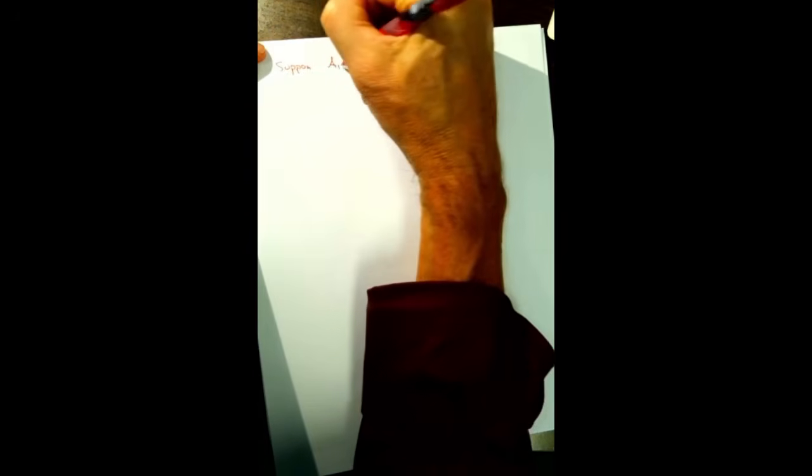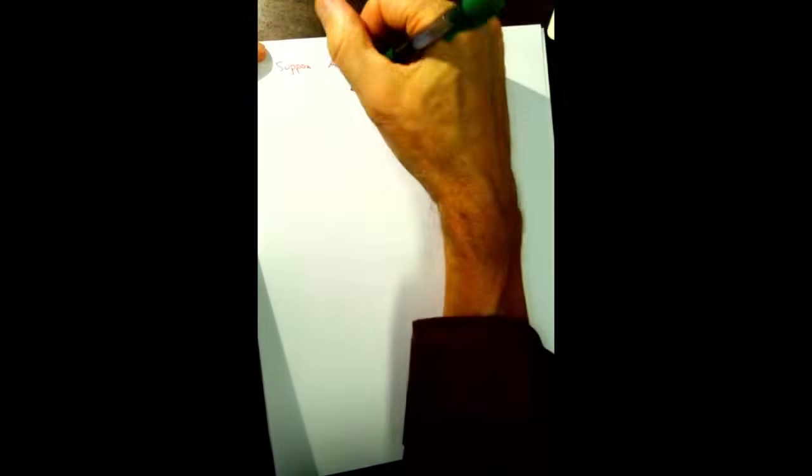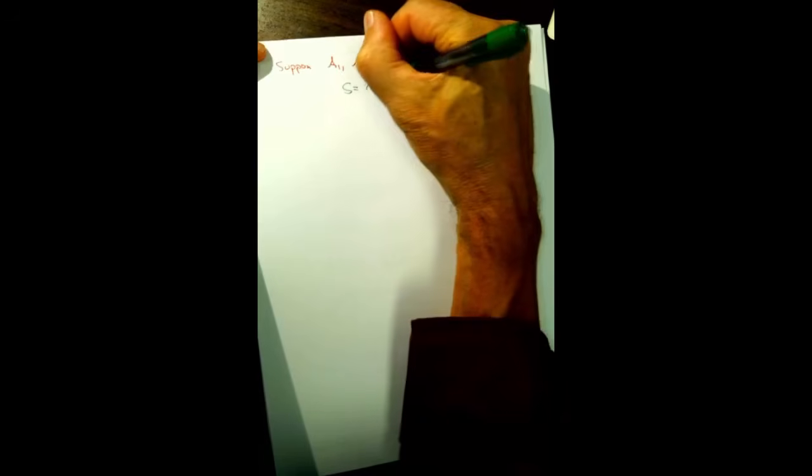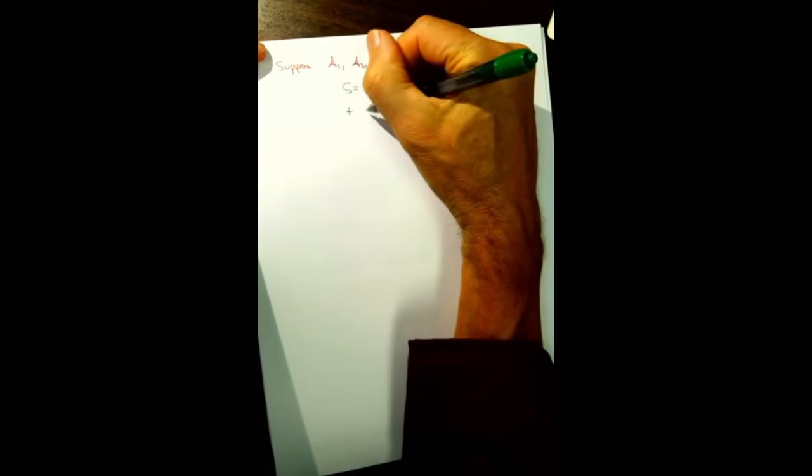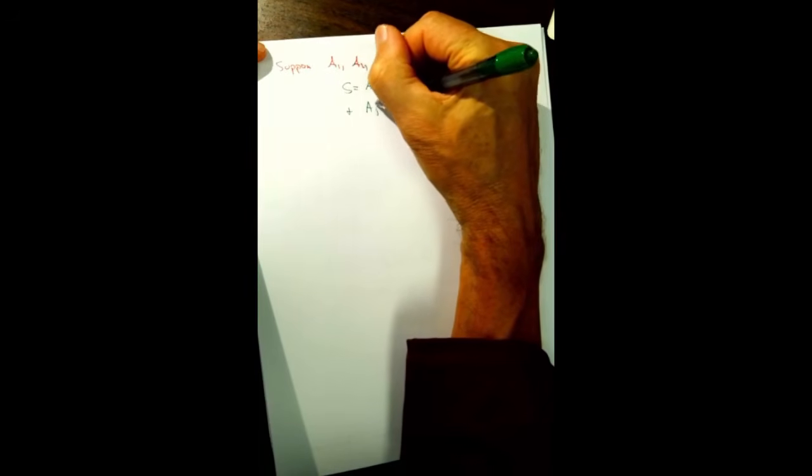All right. So what? Well, one nice result from this is I can say, suppose I've got A1, A2 to AM, and suppose S is the union of all those things, and these A's are disjoint.